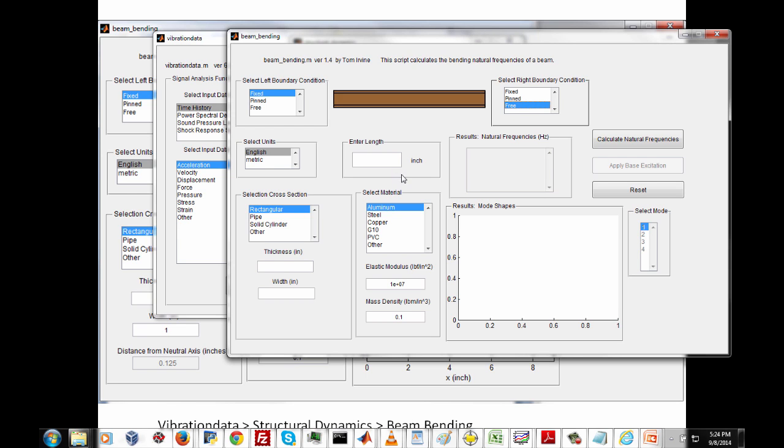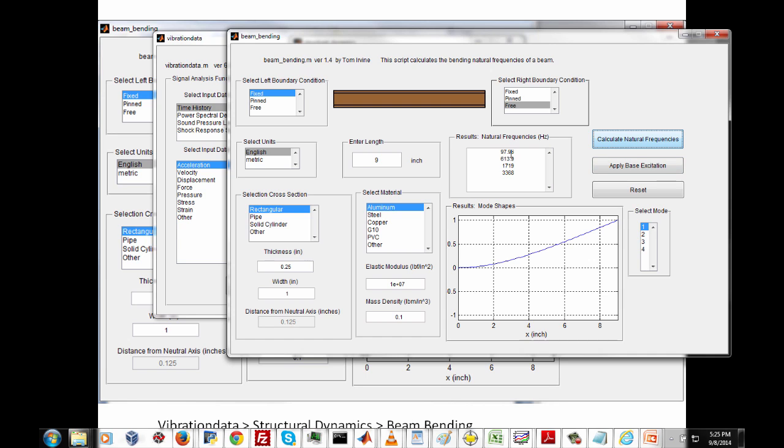It will be English units and 9 inches long. The material is aluminum, with a rectangular cross section. Our thickness is going to be 1/4 inch, and the width will be 1 inch. Let's go ahead and calculate the natural frequencies. We see the modal frequencies of the first 4 modes shown in this box. The first is about 98 hertz, and then about 614, 1719, and 3368 hertz. Here's an image of the first mode.